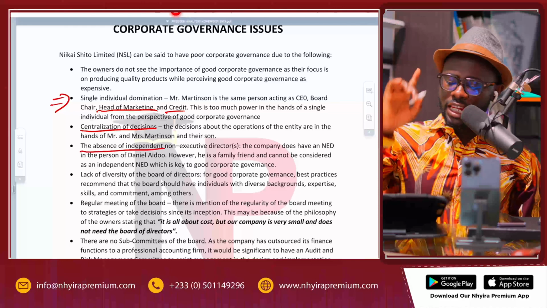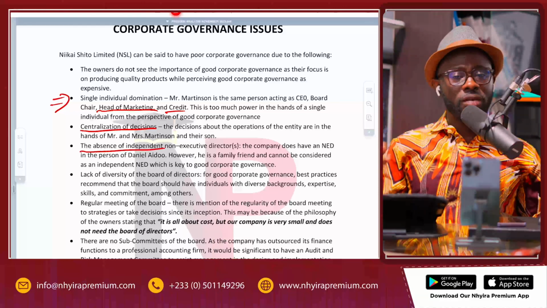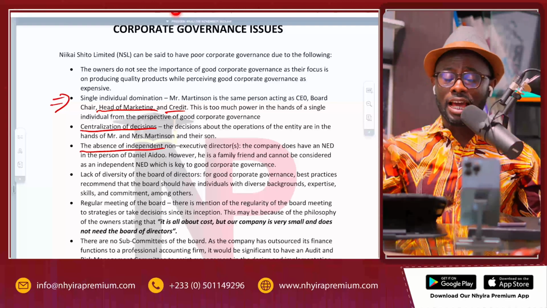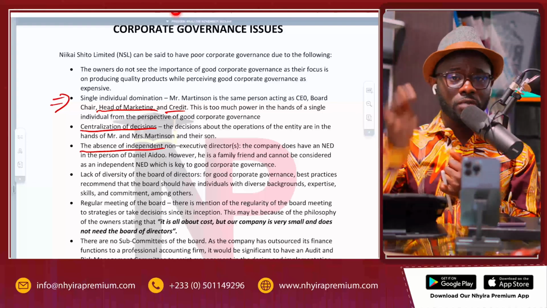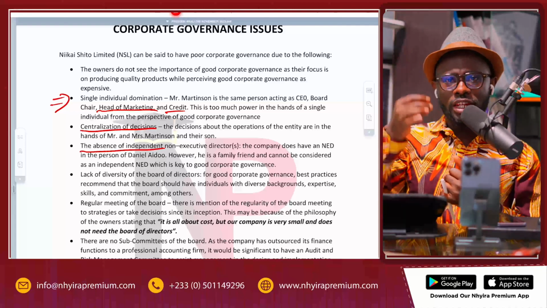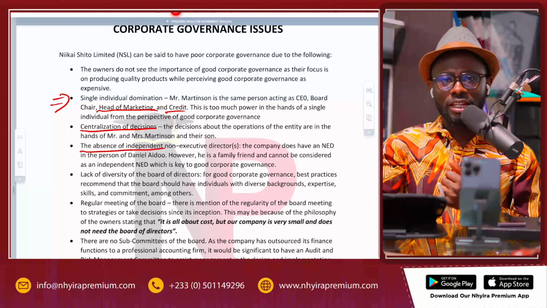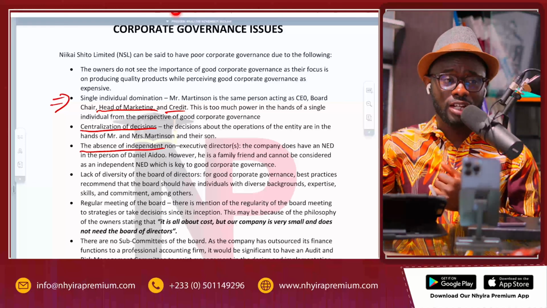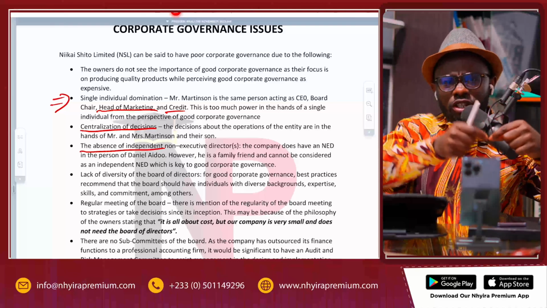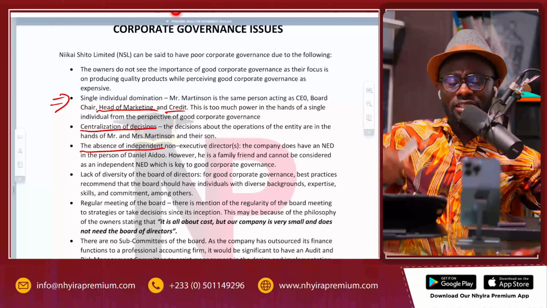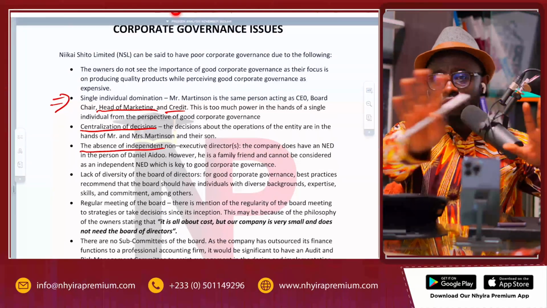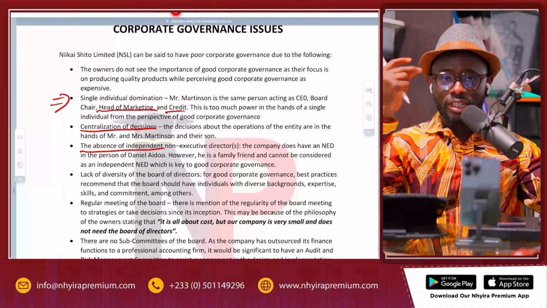Then the absence of independent non-executive directors. Because we mentioned that for a board to be effective, the board has to be balanced. A balanced board, if you remember, we said that it must have diversity of experience, of expertise, of gender. Number two, the board must have independent non-executive directors. So there must be non-executive directors on the board, and the majority of them must be independent, which means they have no relationship with the company. They come in with their expertise and advise the company.